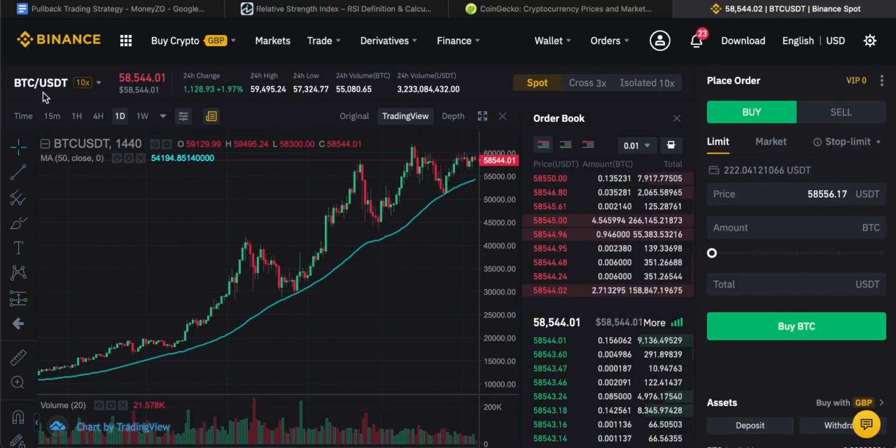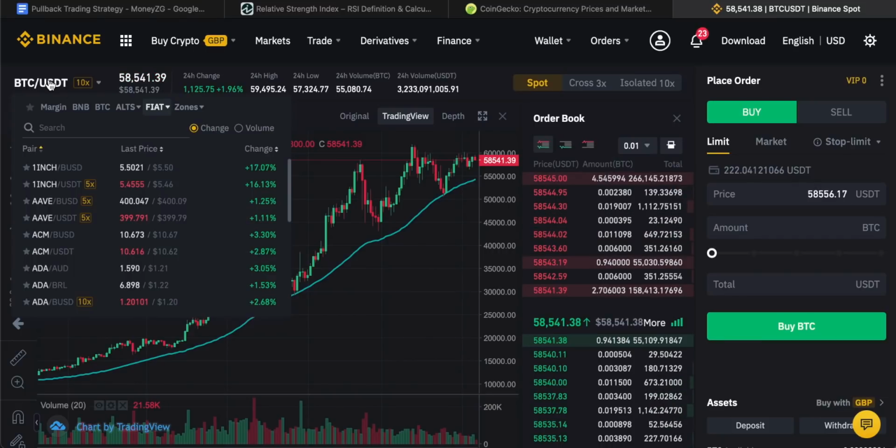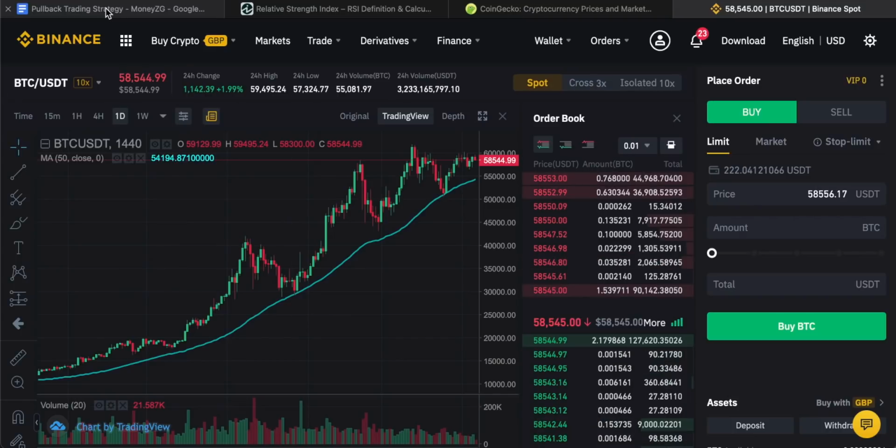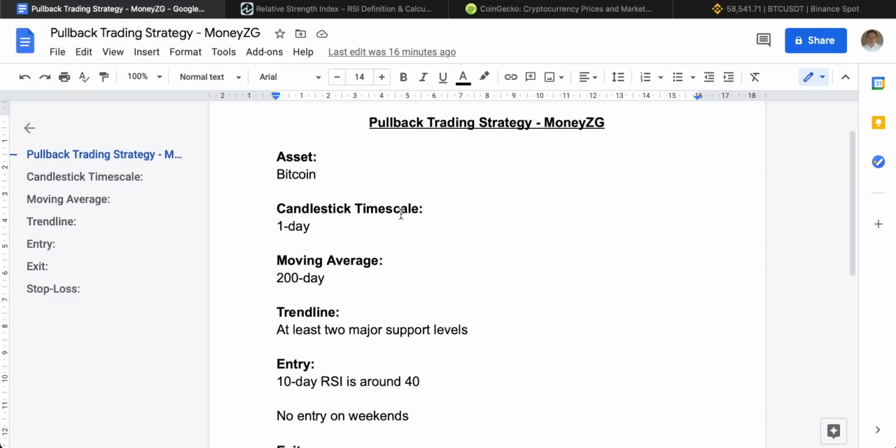So therefore, we have Bitcoin right here. Bitcoin against US dollar Tether, the biggest market in the crypto space. That is what we'll be trading. Next up, we want the time frame for the candlesticks. Here it is. It's a 1-day time frame that I'm using.